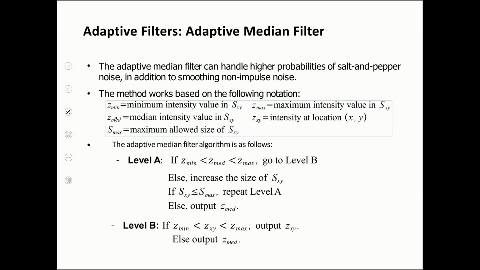Okay, so for that case, what I will do, I have two levels. First, I have to check the median if it is in between min and max, not min and max, but in between. So if it is in between, I will go to next level. It means this condition checks that the median is not salt or pepper. So I go to level B.